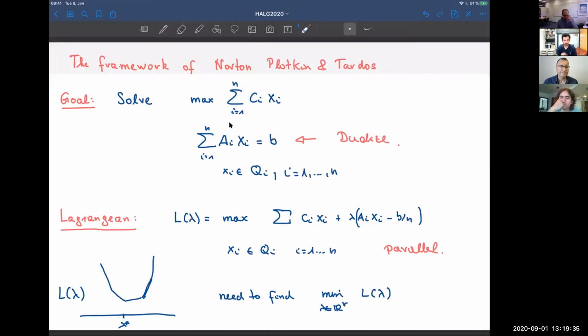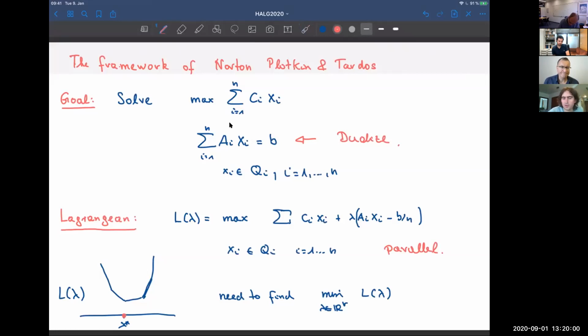And in order to solve this relaxation, what I have to do is find the optimum value lambda star that minimizes the Lagrangian. The Lagrangian here is a piecewise linear convex function. And what I need to do is find this point here.